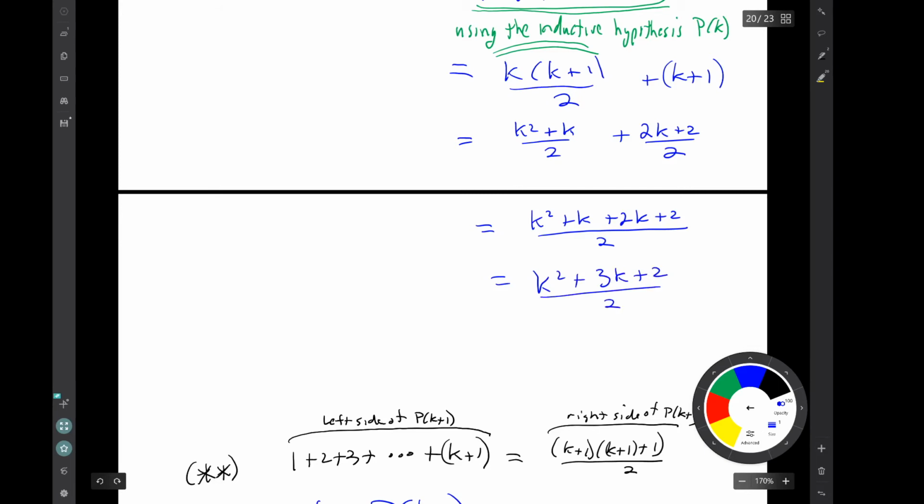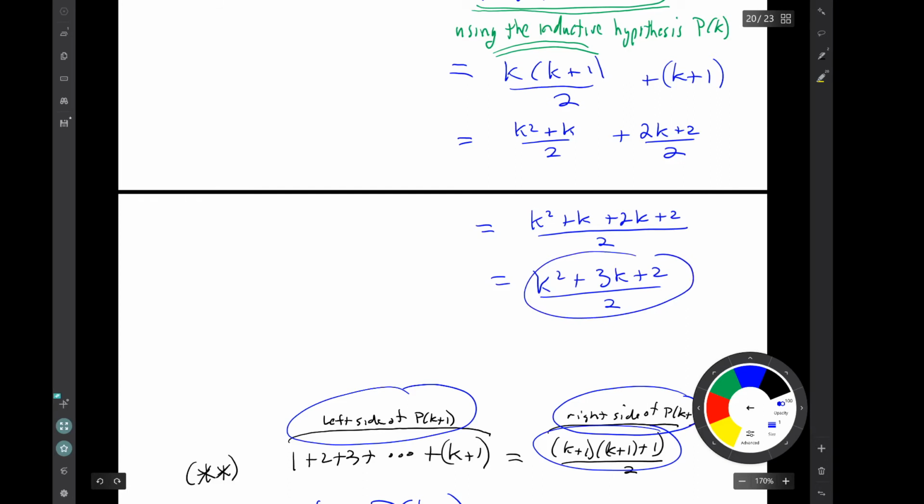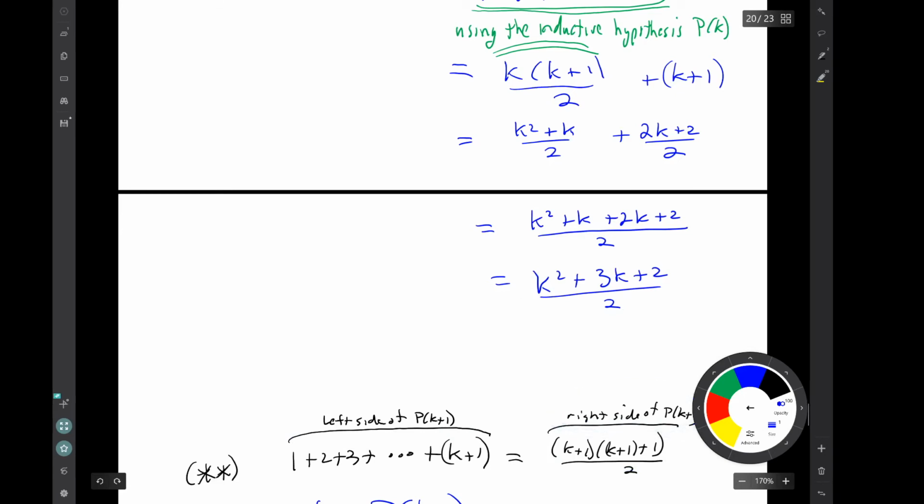Now at this point, we should look ahead to see where we're going. We started with the left side of P(k+1), and we're hoping to get to something that looks like the right side of P(k+1). So we're hoping to find something that looks like this. Look how close we are. We've got this. We want this. So let's push on and let's factor what we've got. So there you can see that what we've got is the right side of P(k+1).